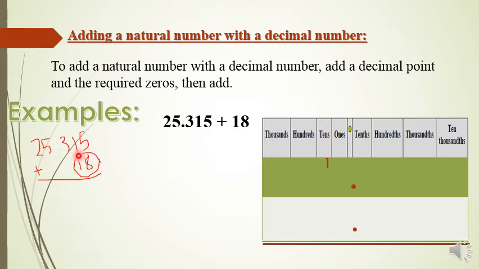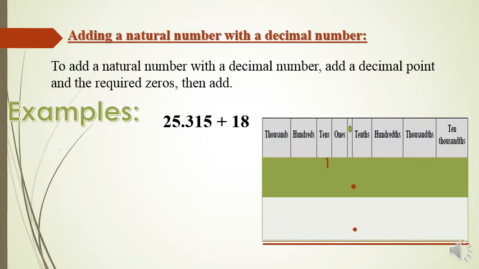But here the whole number doesn't have any decimal point. So we add a decimal point, because we already explained that this number can be written as 18.0. It's similar to 18. They have the same value. We put .0 to make our work easier.